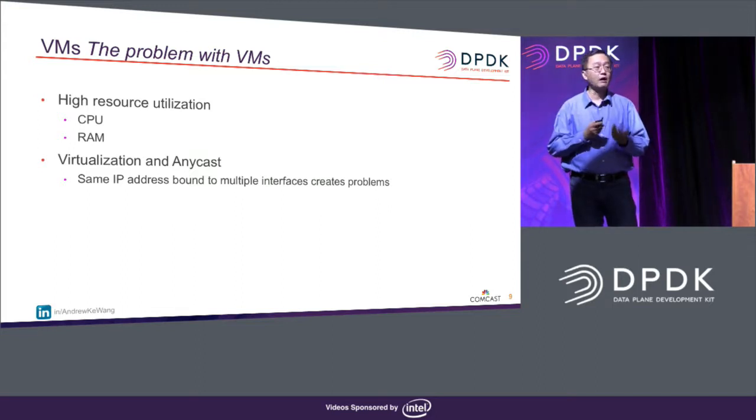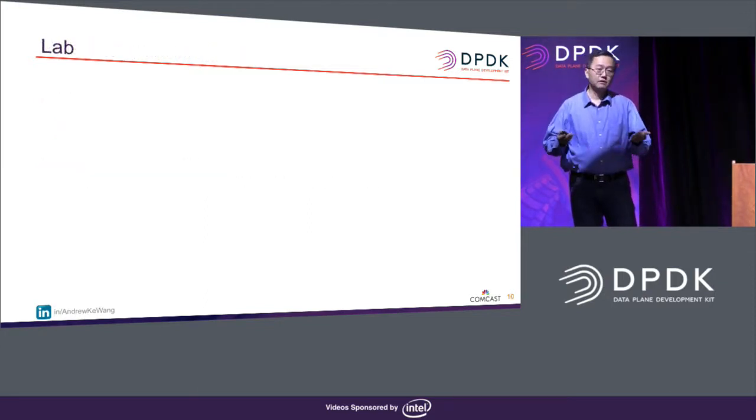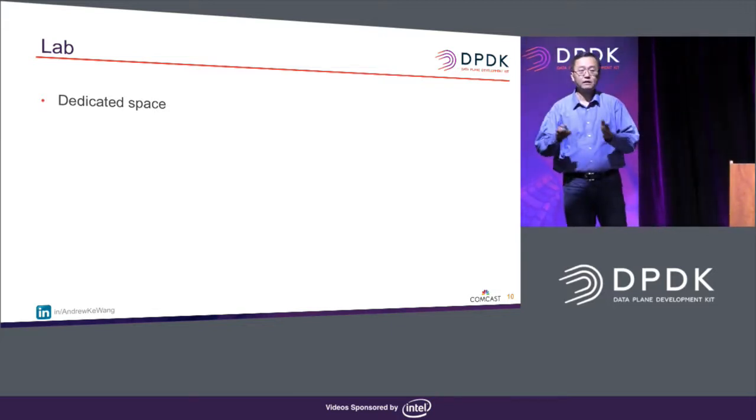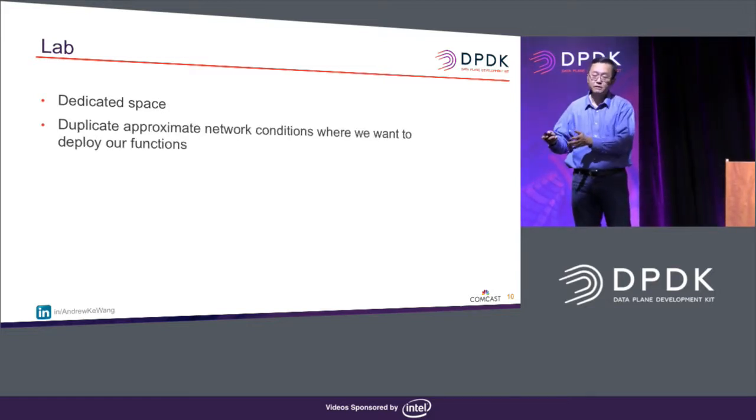So we looked into different options. One option, of course, was to find a lab environment. You can have a dedicated space where we can run our functions, and a lab environment could be provided in a condition very similar to the real networks where we would be running our functions.